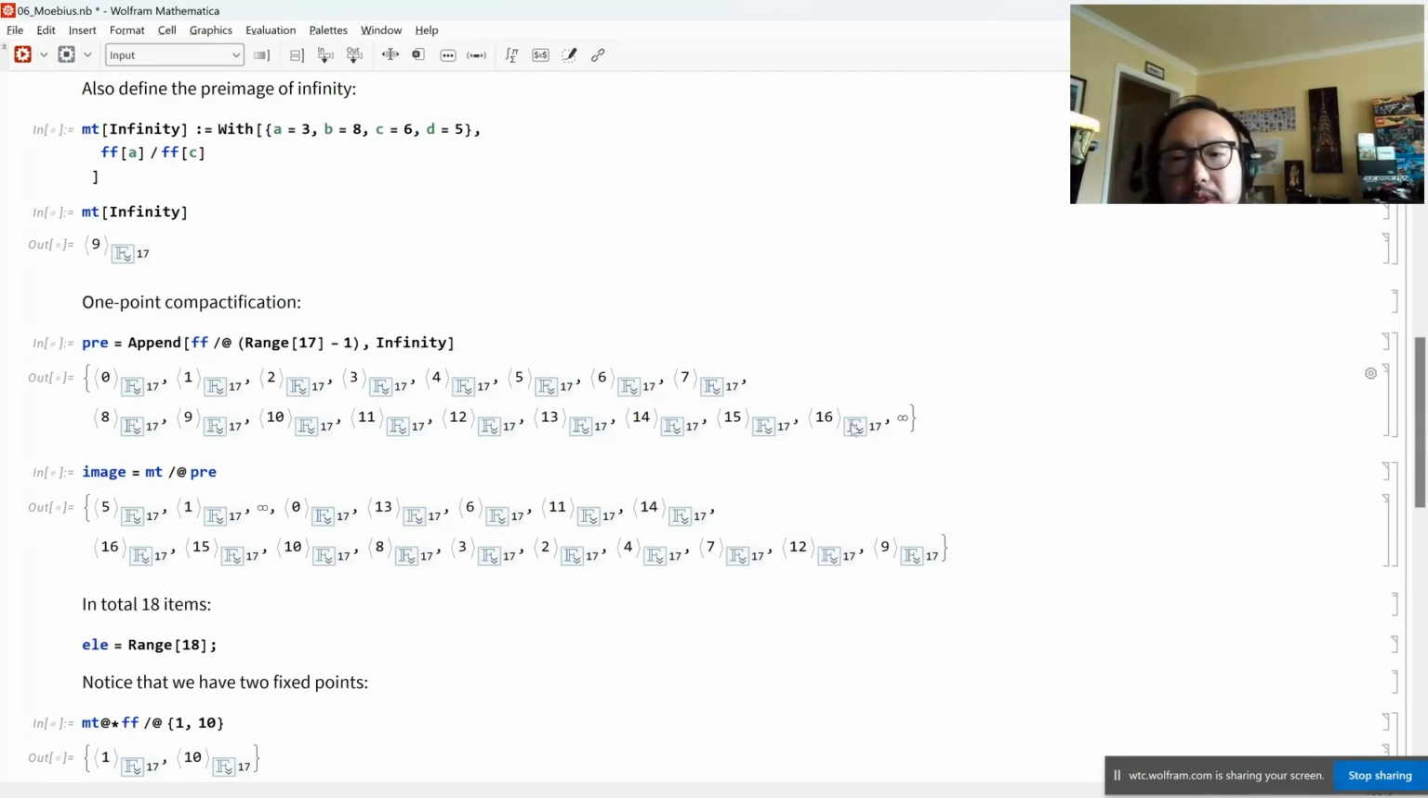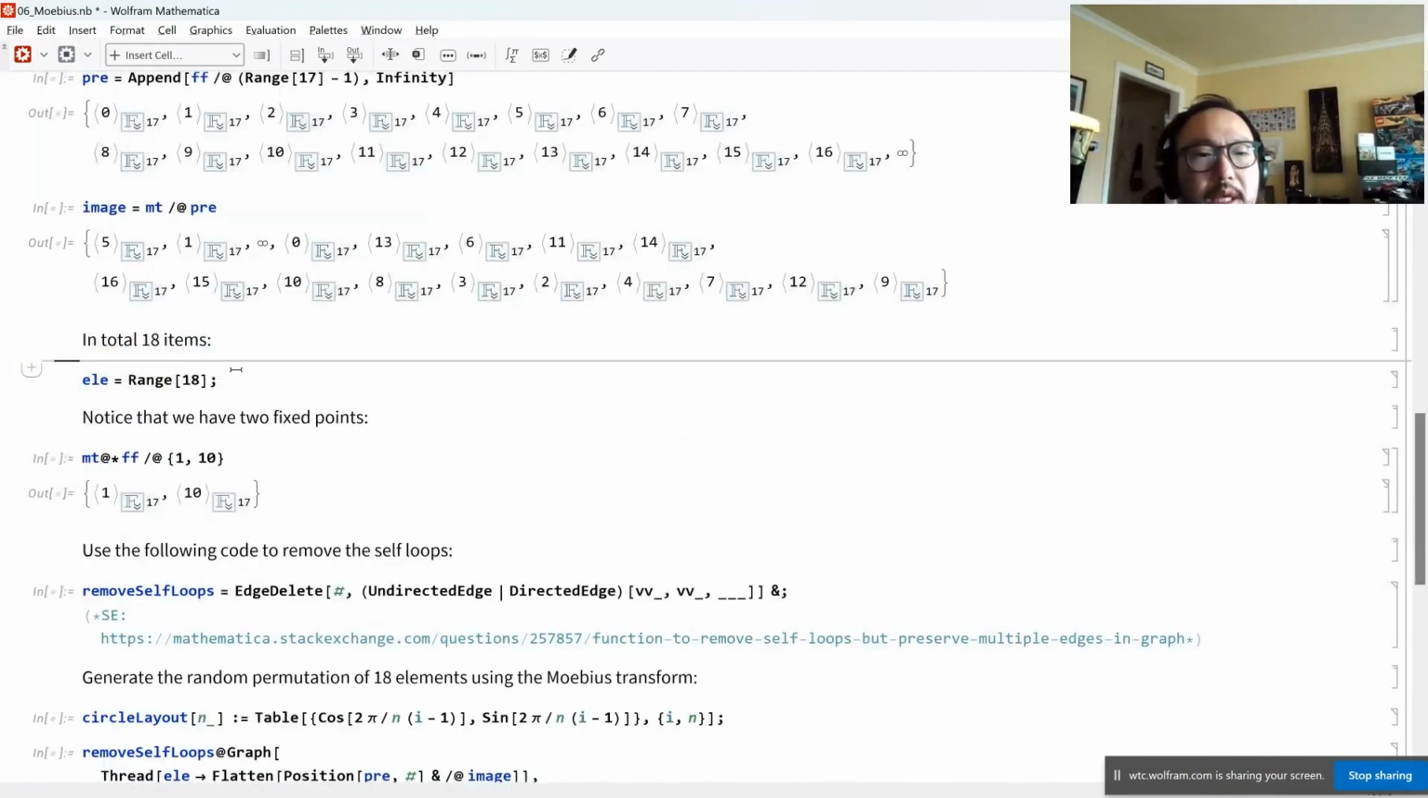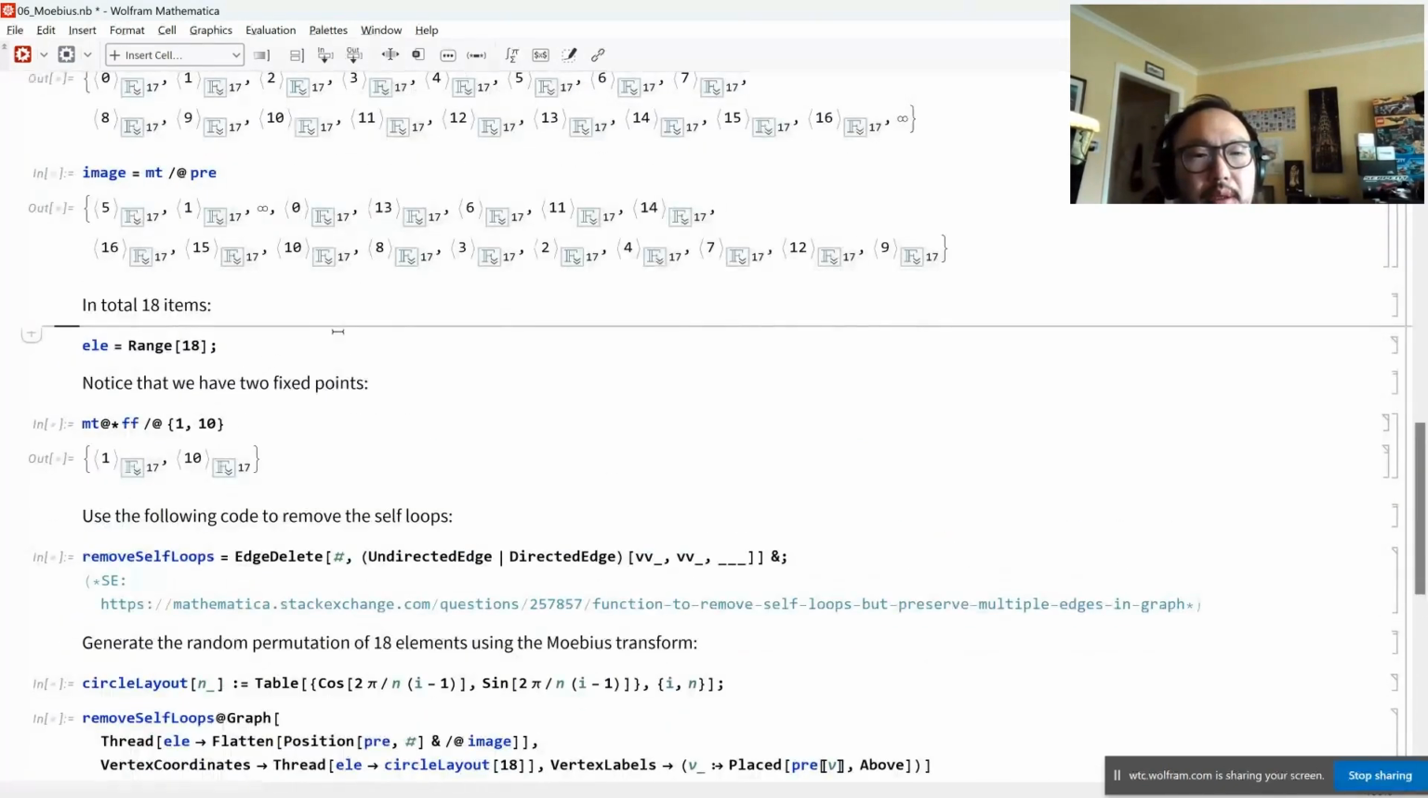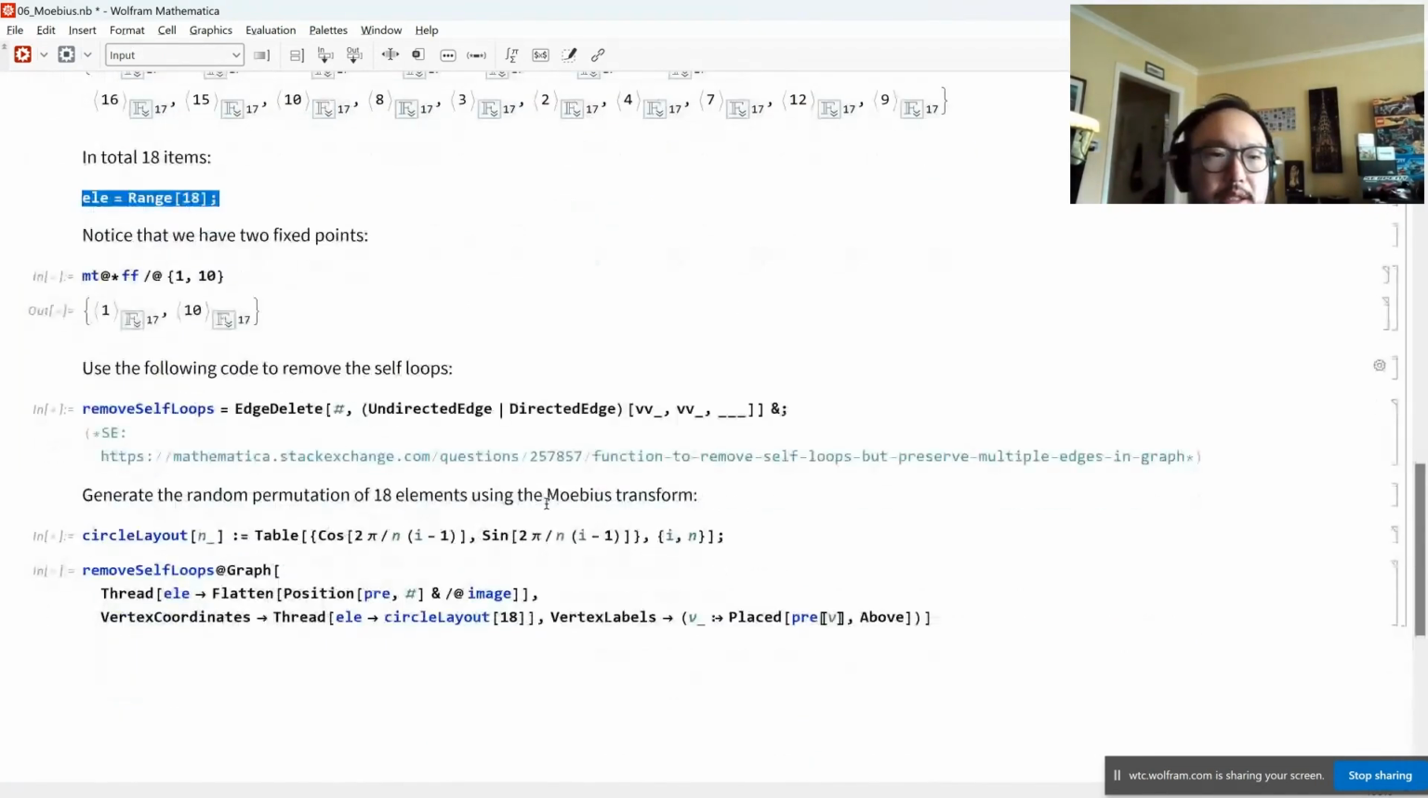because it's from 0 to 16. That's 17 items. Plus infinity, that's 18. So that's the 18th item. It's 17 plus 1, it's 18. Now let's program the permutation. I just put all the indices for these numbers, because Mathematica starts with 1. So 1, 2, 3, 4, 5, 6, up to 18. It's not 0 to 17.